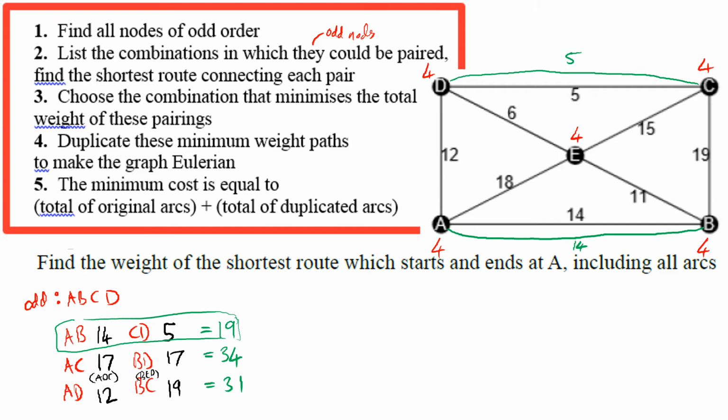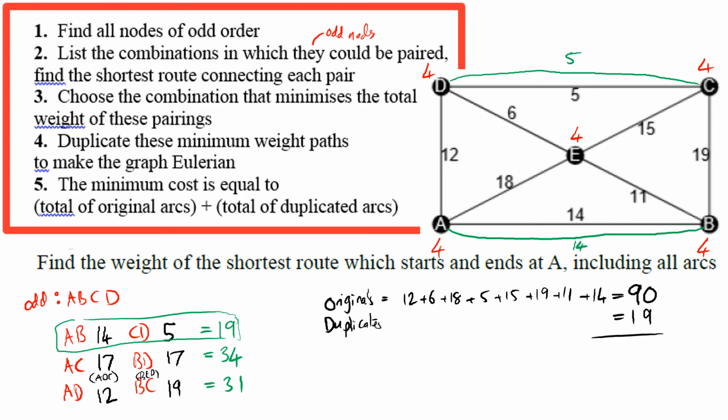Okay, so going to point 5, the minimum cost is equal to total of original plus total of duplicated. So the originals, I'm just going to add these up quickly. So yeah, the originals add up to 90. The duplicates, we've already done that. That adds up to 19 because we calculated that. And so our minimum cost, the total of those, is 109. So the smallest amount of distance we would have to travel to cover all of these roads is 109 miles.